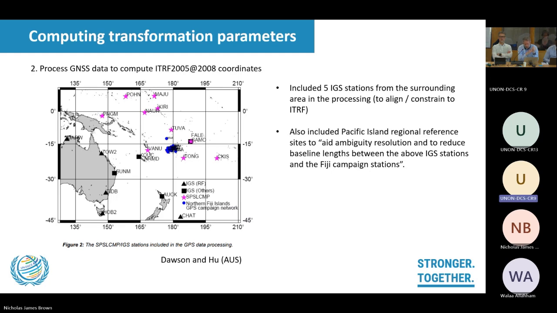They also included Pacific Island regional reference frame sites. So this is the regional information that comes out of APREF, the Asia Pacific Reference Frame. They included information from those sites as well. So that's adding density to your data set, and it's improving how accurately you can compute things like atmospheric conditions when you're recording information at the same time. So again, that's going to improve the quality of the solution that you get.